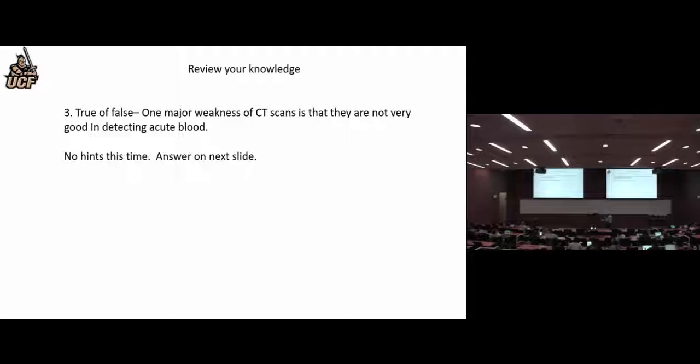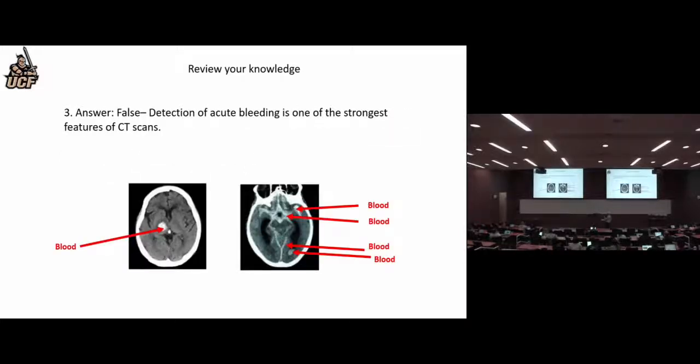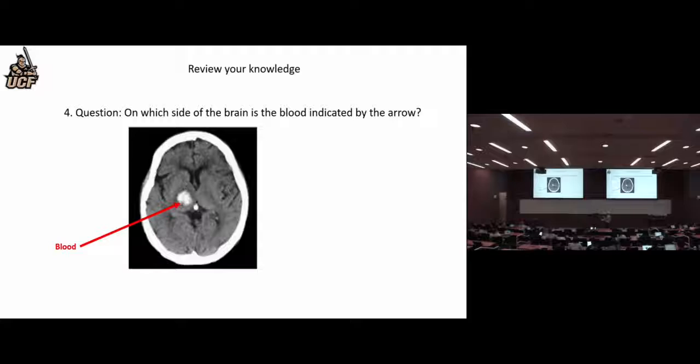Okay. True or false? CT scans are not very good at detecting acute blood. False, right. Which side of the brain is this lesion? Right, so the right side. Near the midline, but it is on the right side.